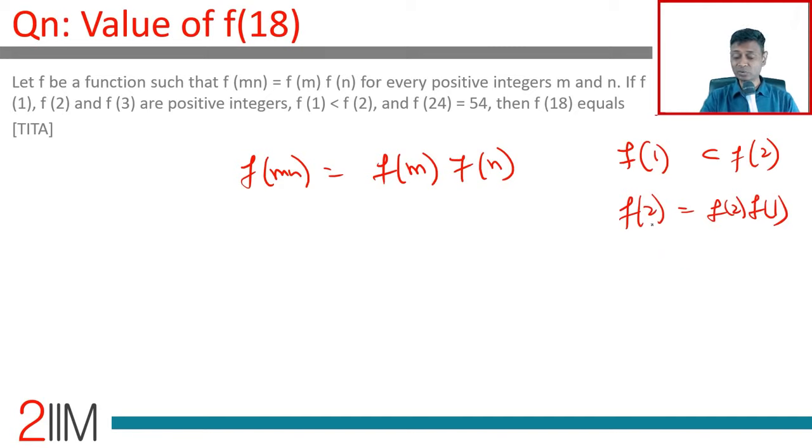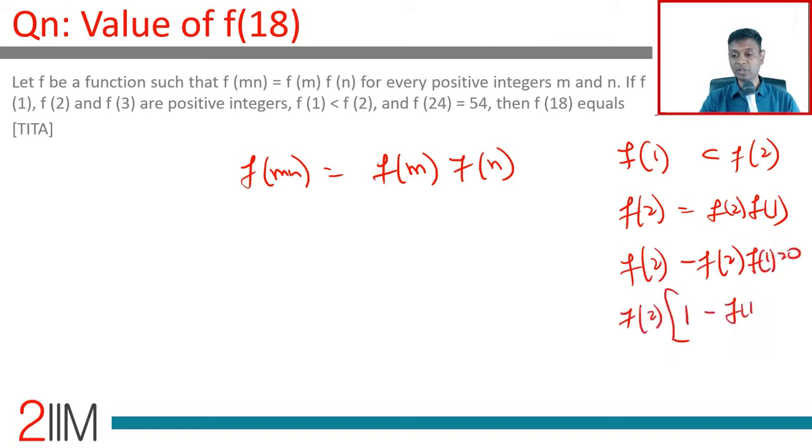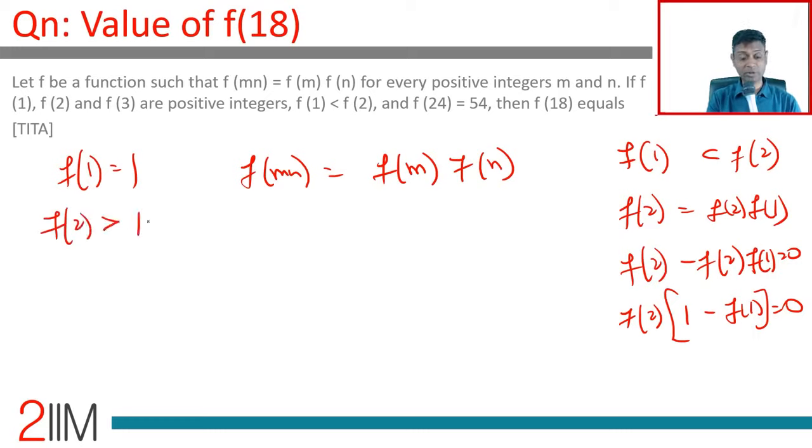This tells us that f of 2 minus f of 2 times f of 1 is 0, or f of 2 into 1 minus f of 1 is 0. Either f of 1 is 1 or f of 2 is 0. If f of 2 were 0, then everything would become 0. Then f of 1 and f of 2 would be equal. That's not possible. So f of 1 is 1. They're positive integers, so f of 2 is greater than 1.